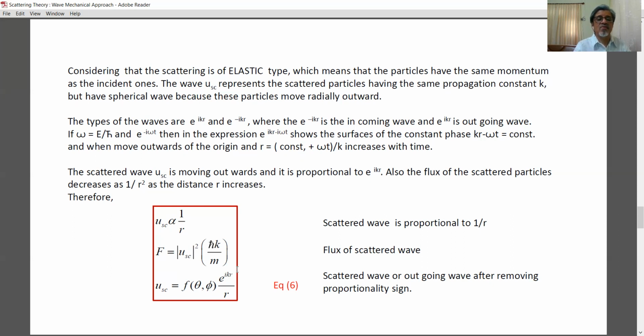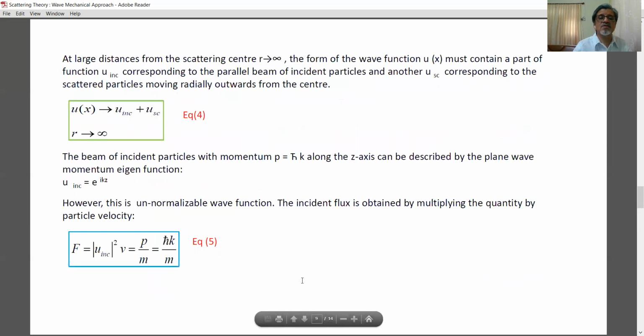And now we have to put the value of U scattered. So we put U scattered as f theta phi e to the power ikr divided by r, because here we have removed the proportionality sign. By removing the proportionality sign, we have to add a proportionality factor. So the scattered wave or outgoing wave after removing the proportionality sign is shown in the last equation of equation 6.